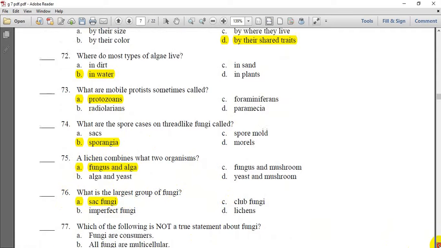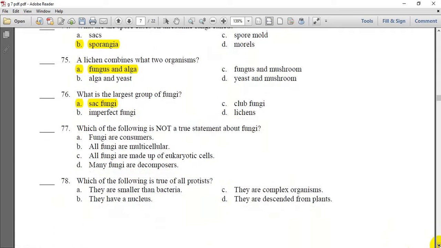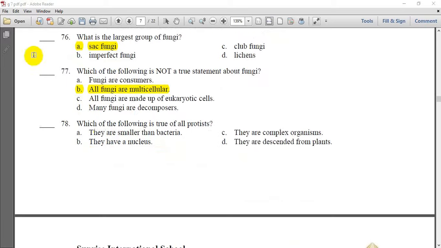Question 77. Which of the following is not a true statement about fungi? Fungi are consumers. This is correct. Yes, they are consumers, or heterotrophs. All fungi are multicellular. All fungi are made of eukaryotic cells. Many fungi are decomposers. The answer for this question is letter B. All fungi are multicellular.